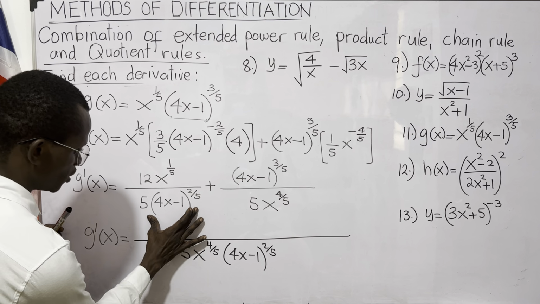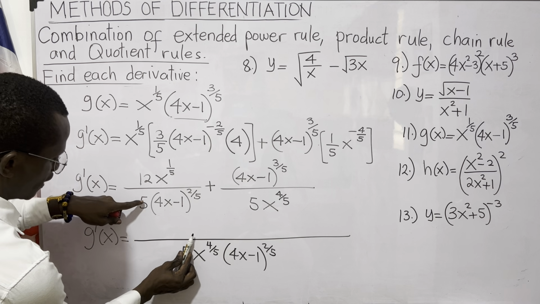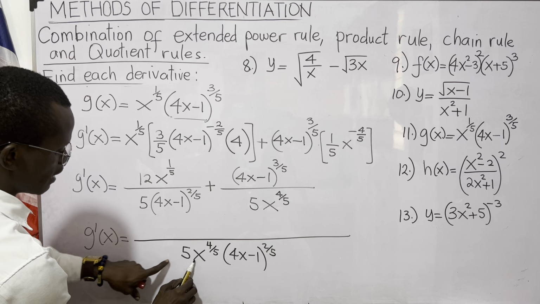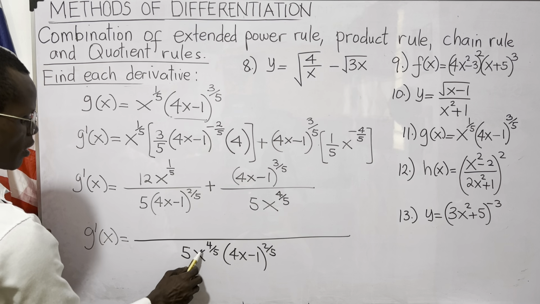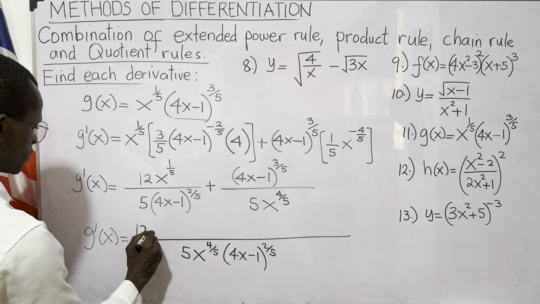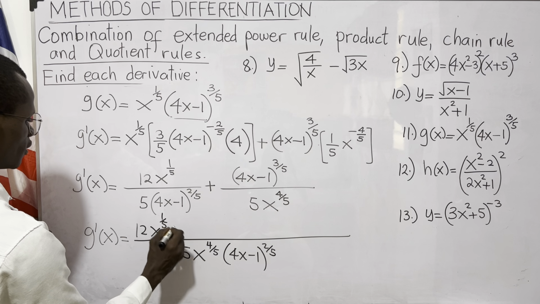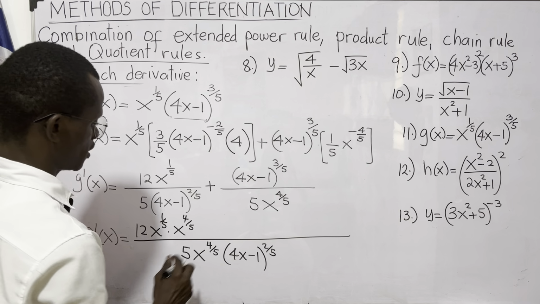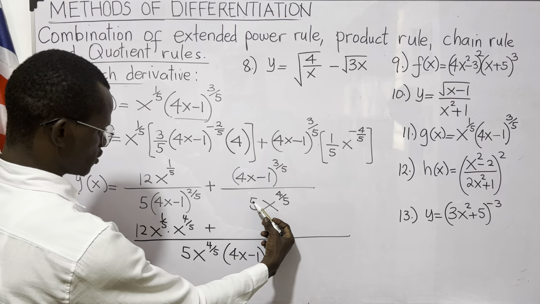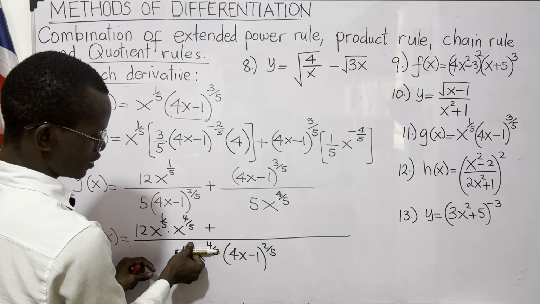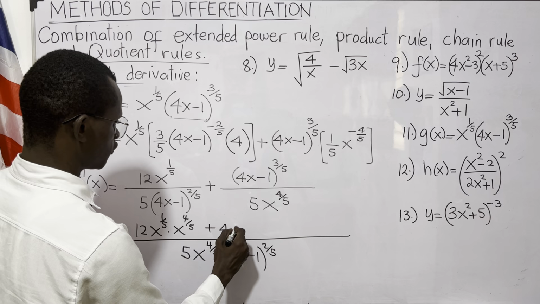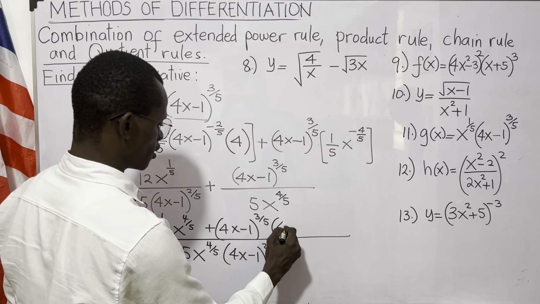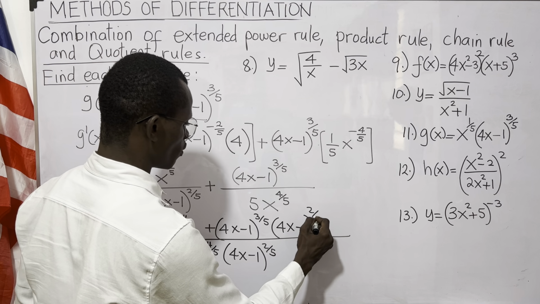That is, each of these denominators can come from within this LCD. So we say the first denominator goes into this LCD. 5 and 5 will go out, and then this will also go out. So we'll be left with x to the power 4 over 5 times this. So it's 12 times x to the power 1 over 5 times x to the power 4 over 5. That's the first one. Plus. So if this goes into this denominator, this cancels, you're left with this one. So it's 4x minus 1 raised to the power 3 over 5 times 4x minus 1 raised to the power 2 over 5.